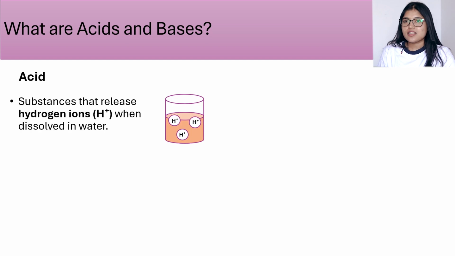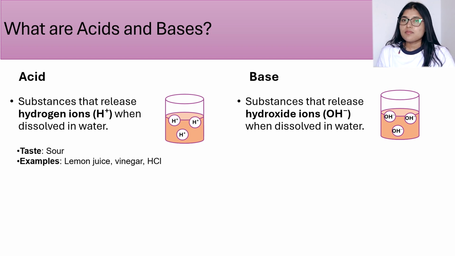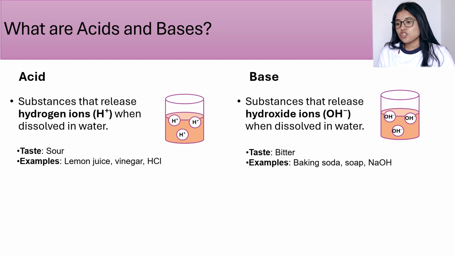An acid is a substance that releases hydrogen ions, or H plus ions, when in water, and on the other hand, a base is a substance that releases OH minus ions when dissolved in water. Acids taste sour, and some examples of acids include lemon juice, vinegar and hydrochloric acid, or HCl. Bases on the other hand taste bitter, and some examples of bases include baking soda, soap and sodium hydroxide, or NaOH.